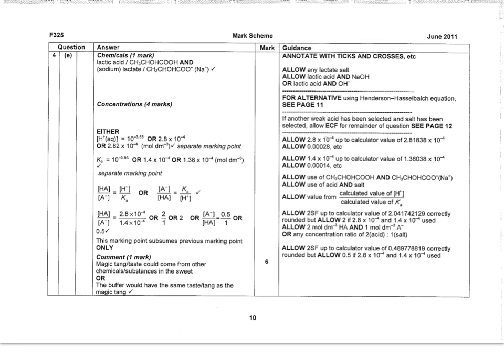So whizzing through the Magic Tang one, we worked out that it was lactic acid because we made sure that it was the one that had the pKa value closest to 3.55, because we were working out that pH equals pKa, because that's the situation where the buffer is most effective.